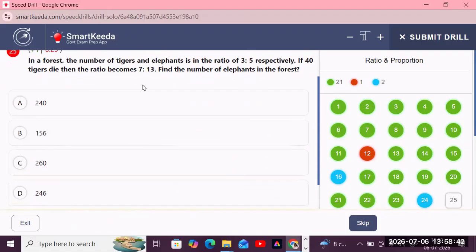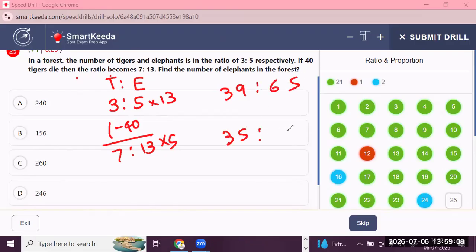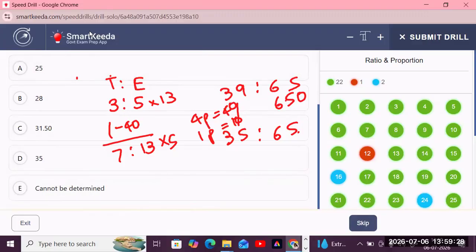In the forest, the number of tigers and elephants are in the ratio 3/5. If 40 tigers die and the ratio becomes 7/30, but nothing happened to the elephants, so to make their ratio the same, 49 65, 35 65. The difference is 4 parts, equal to 40, so 1 part is equal to 10. Find the number of animals in the forest. Find the number of elephants in the forest. It's 650. Next.